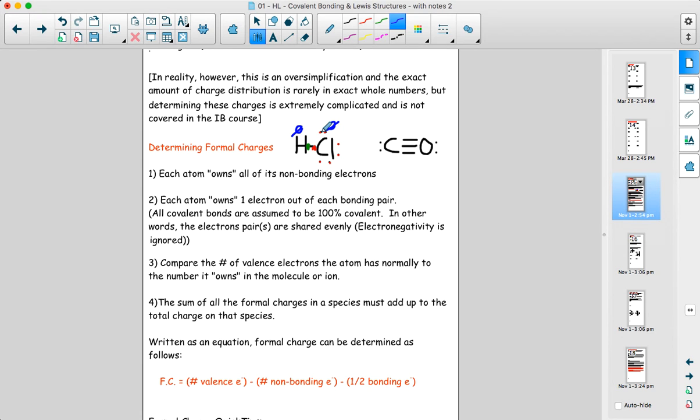Also, the sum of the formal charges has to add up to the overall charge on the particle. So since HCl was a molecule with no charge, this works out. 0 plus 0 equals 0. So we've done number 4, and we're all set.